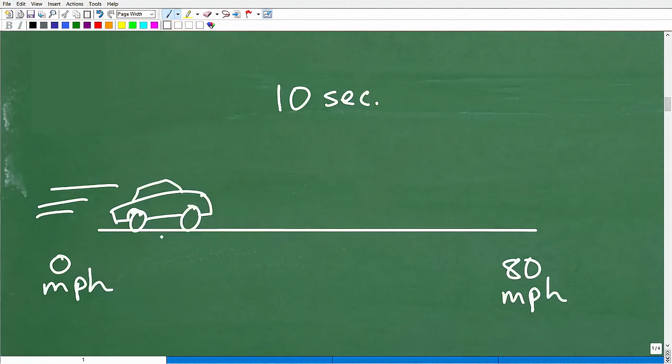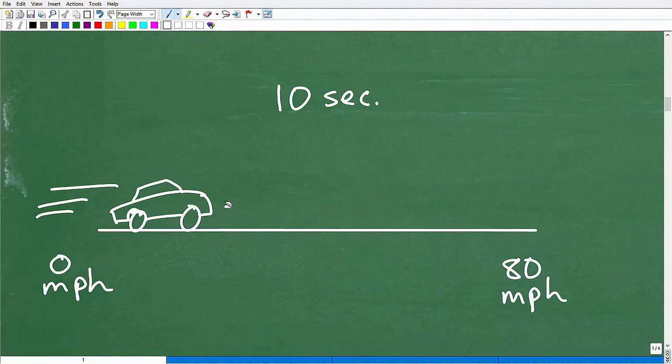Okay, so here we have a car. Now the car is accelerating. This car is taking off. Here's my little car. It's going faster, going right. It starts at 0 miles per hour, and it's going to increase its speed all the way up to 80 miles an hour. And let's say it does this in 10 seconds. So this is an accelerating car.